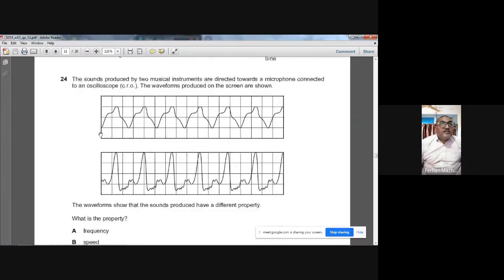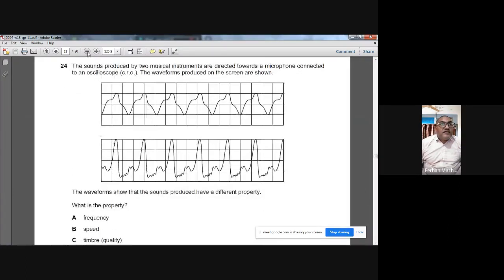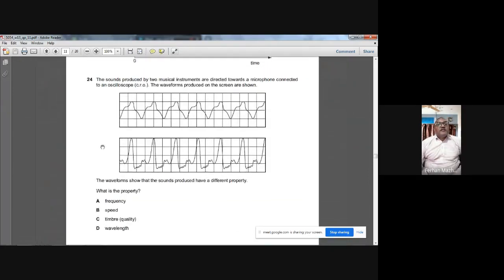Next question, let me reduce its size. Okay, on your screen, next question 24. The sounds produced by two musical instruments are directed towards a microphone connected to an oscilloscope, CRO. The waveforms produced on the screen are shown. The waveforms show that the sounds produced have a different property.